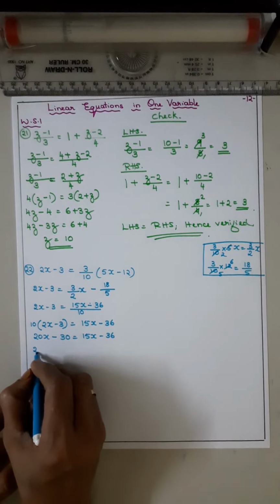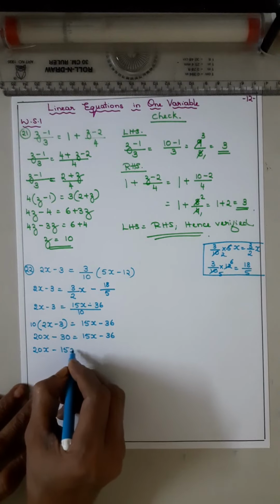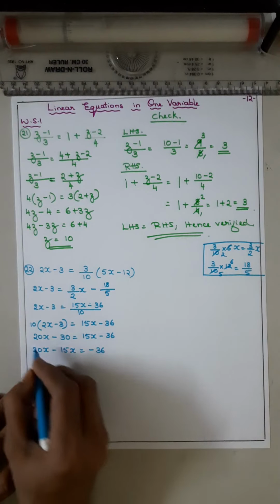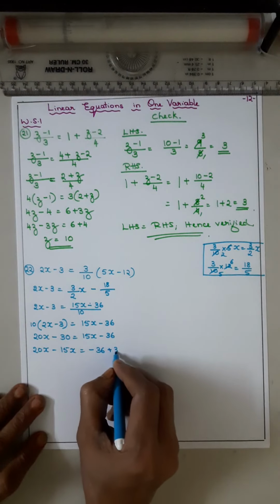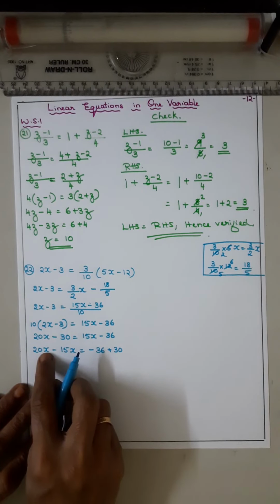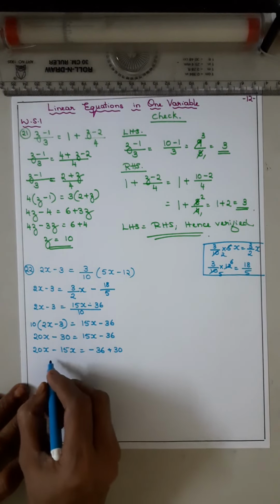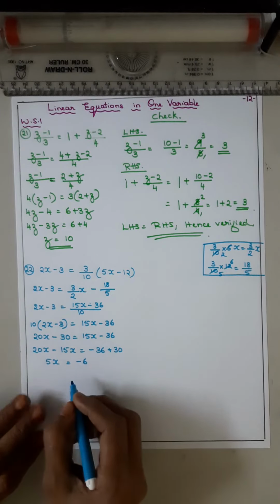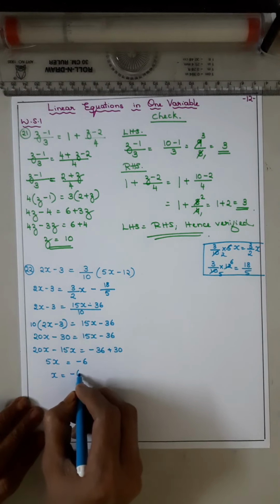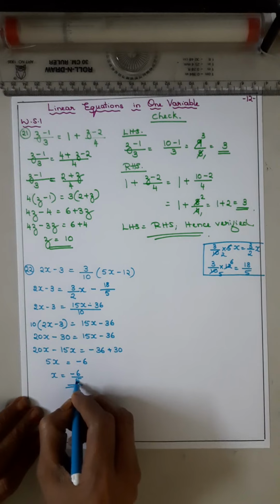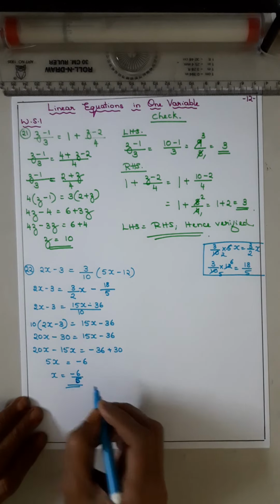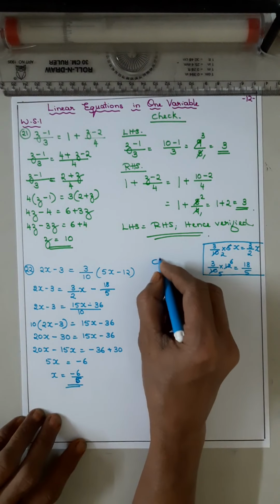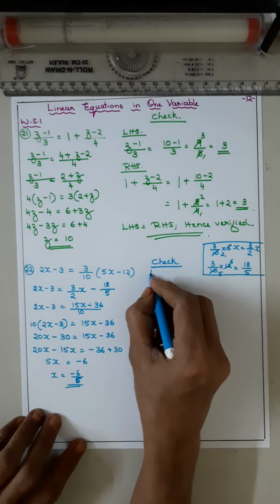Now x, take it to the left side, minus 15x. Now on the right side it is minus 36. Now minus 30 will become plus 30. Now here it will be how much? 20 minus 15 is 5x is equal to minus 6. So x will be minus 6 by 5. So you got minus 6 by 5 is the answer. Okay, now coming to check. LHS.